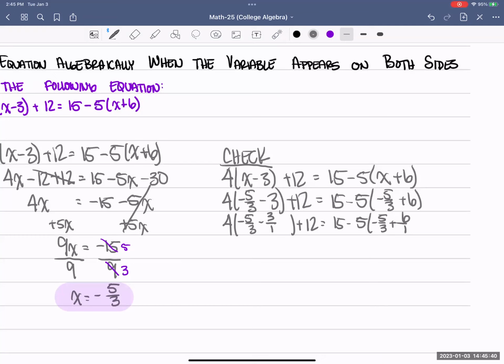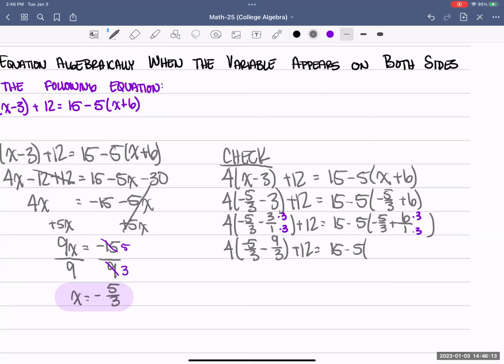6 over 1. And notice I left a little space. So to get the denominators looking the same, we're going to multiply both top and bottom by 3 on that second fraction. And same thing over here. To get those two denominators looking the same, we're going to multiply the top and bottom by 3. So 3 times 3 is 9 over 3.